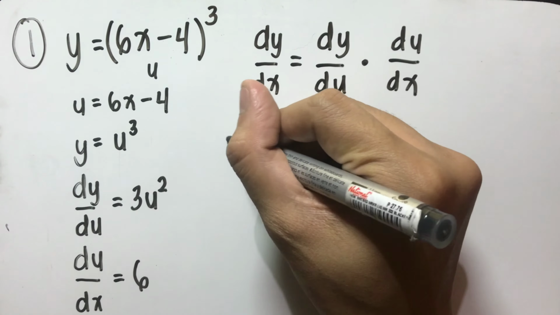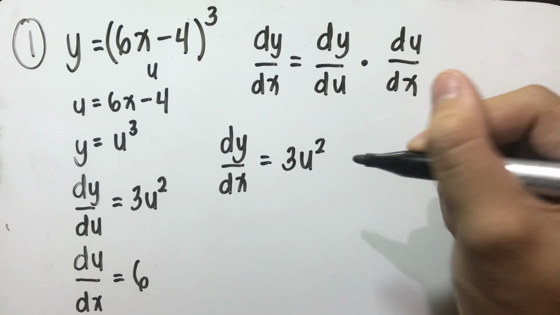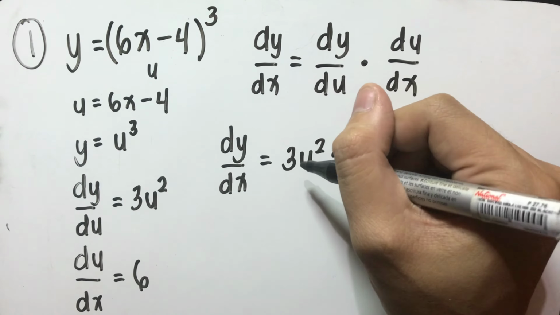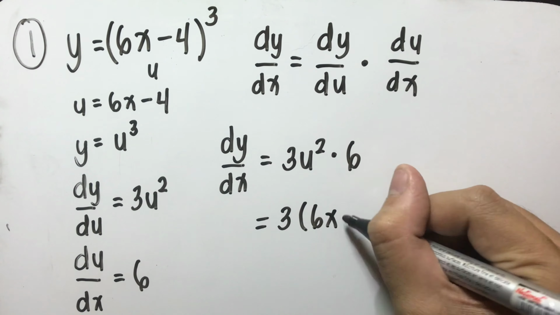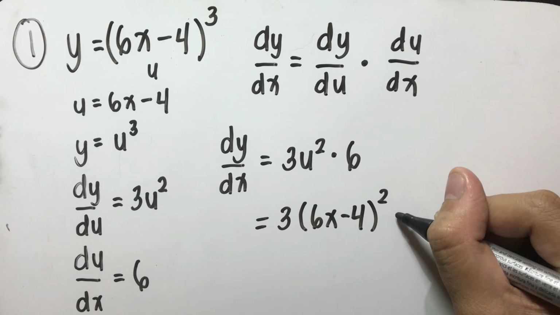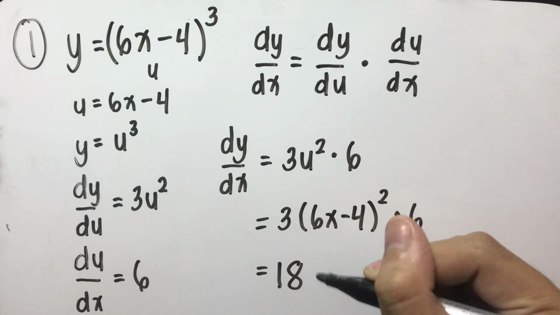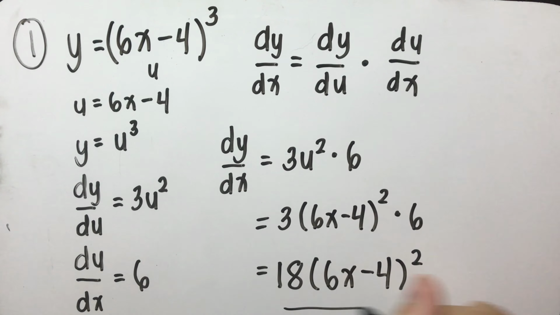So dy over dx is equal to 3u squared times 6. Since u is equal to the inside function, we will substitute it back here. So it will be 3 times the quantity 6x minus 4 squared times 6. Then we multiply 6 and 3, it will be 18 times the quantity 6x minus 4 squared. And it is now our final answer.